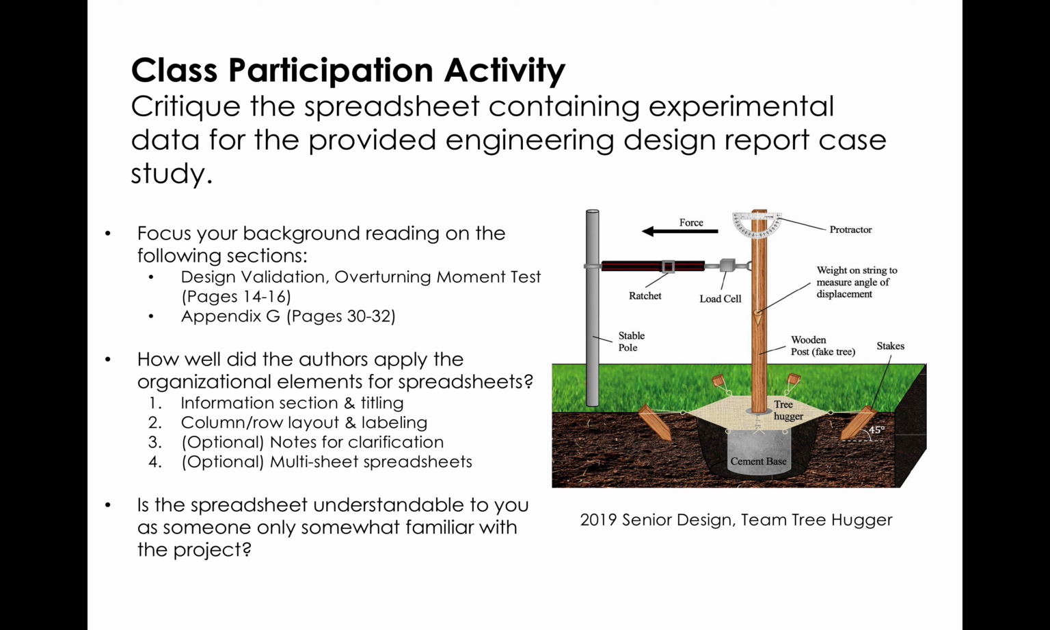With that, guys, we're going to do our class participation activity. The class participation activity is going to involve everybody critiquing a spreadsheet from a senior design project that contains experimental data for a provided engineering design report case study. That case study is one that I use as an example in class a lot. It's the senior design team Tree Hugger. The experiment that they're conducting is basically they are varying various parameters.